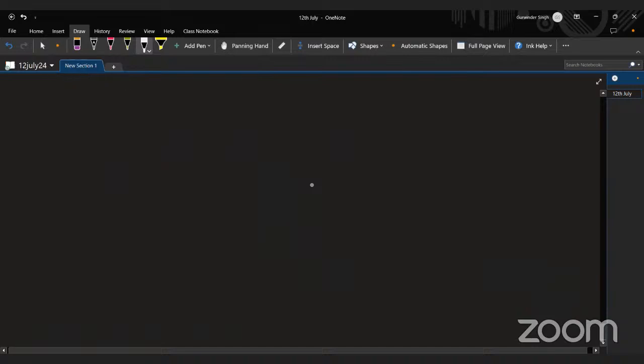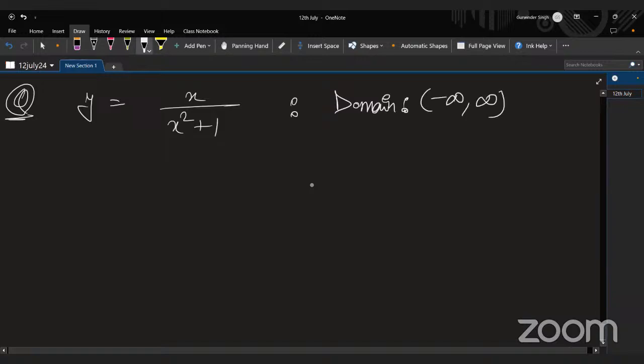Okay. So just one more similar problem to do. y is equal to x divided by x square plus 1. So very easy. First of all, its domain will be minus infinity to infinity. I can put any value of x that I want. There is no restriction. You can put anything you wish to. Okay, I move ahead.